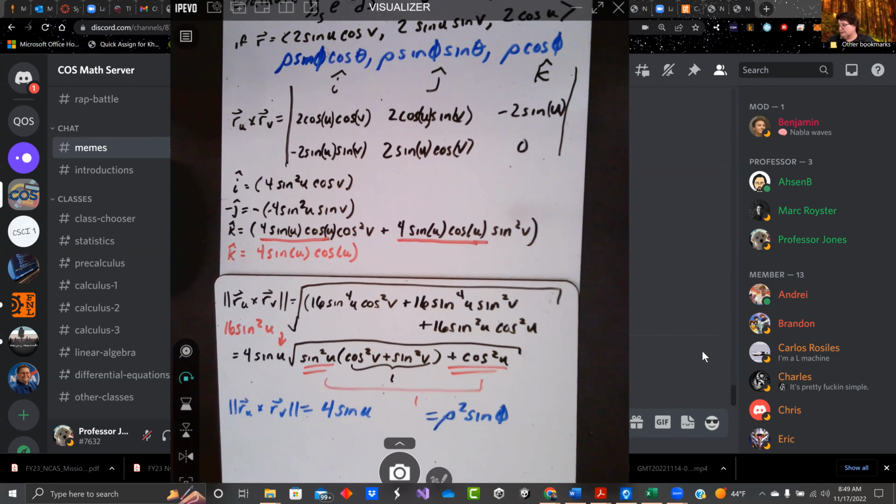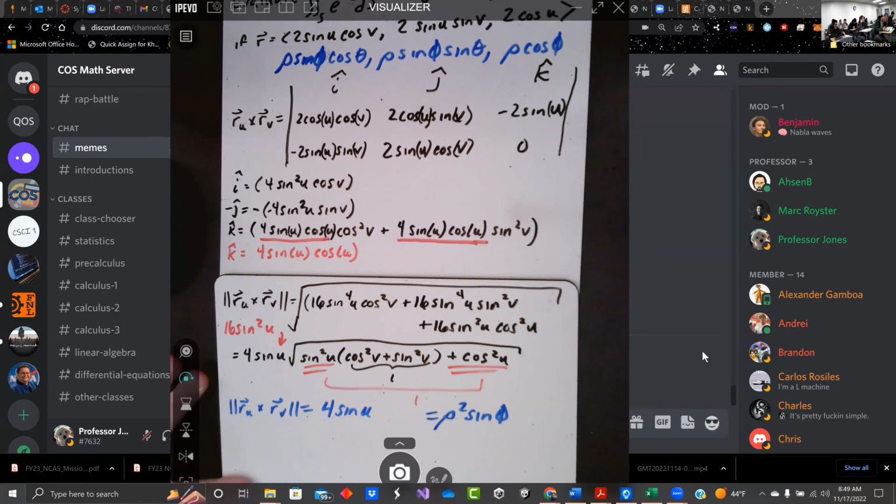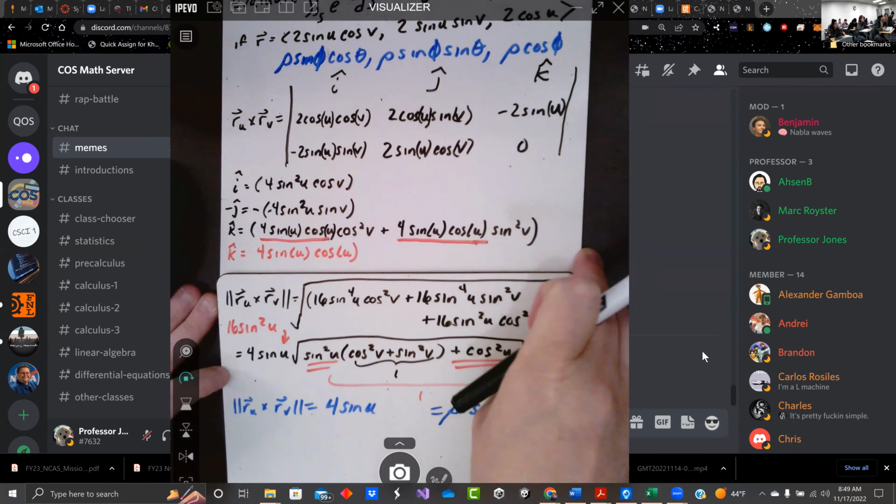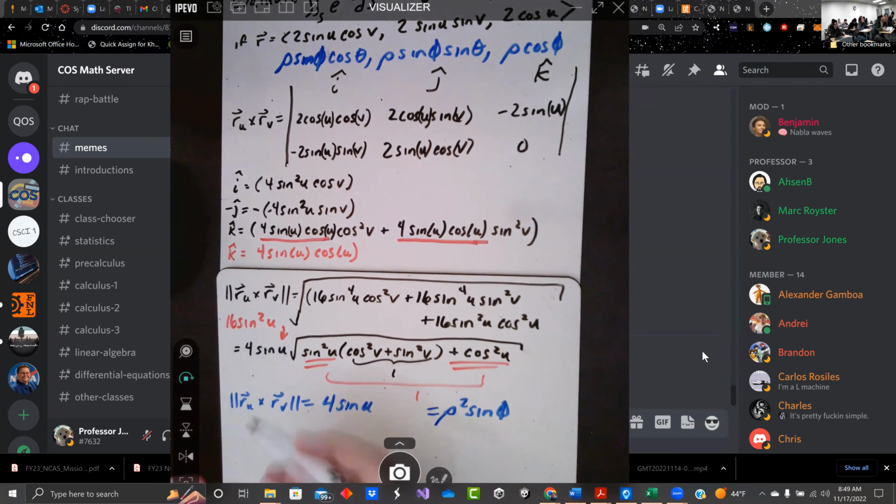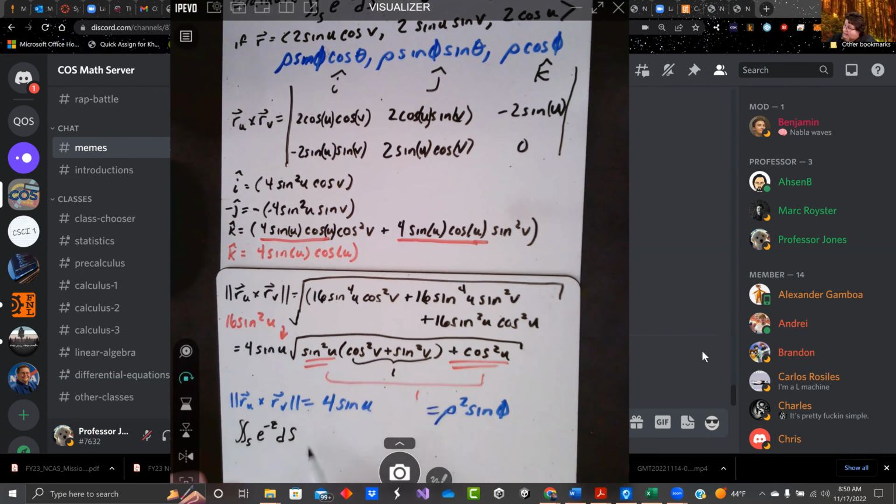But we're not done. We are doing the surface integral of e to the negative z dS, and we are using our formula up there.